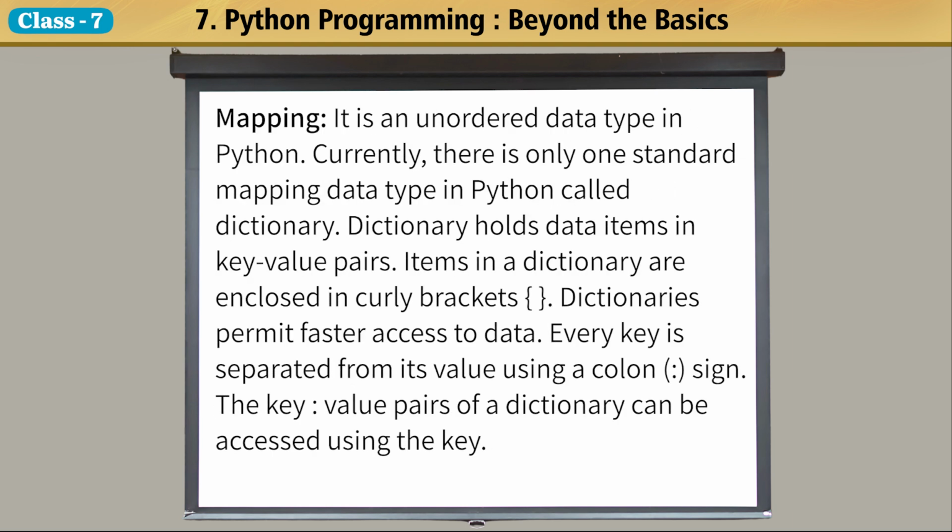Mapping. It is an unordered data type in Python. Currently, there is only one standard mapping data type in Python called dictionary. Dictionary holds data items in key-value pairs. Items in a dictionary are enclosed in curly brackets. Dictionaries permit faster access to data. Every key is separated from its value using a colon sign.